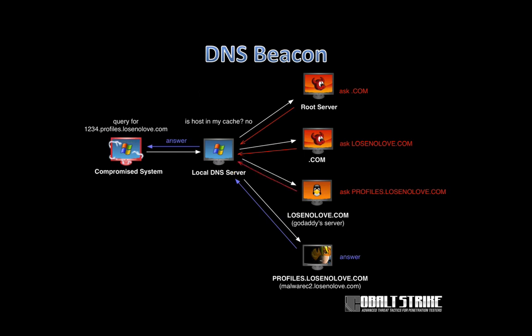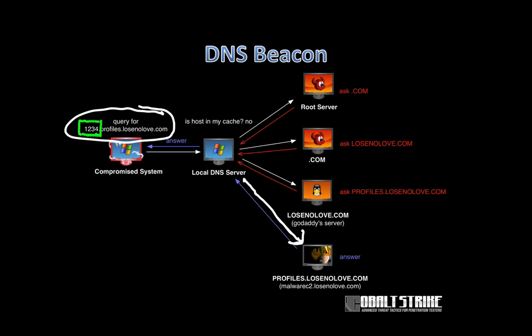So our local DNS server then makes another query, undeterred. It reaches out to, hey, look, it's our Cobalt Strike team server. And it asks our Cobalt Strike team server, do you know the 4-byte value, the A record response for 1234.profiles.losenolove.com? And our Cobalt Strike team server parses the query, pulls out this identifier, and checks if there's any tasks.